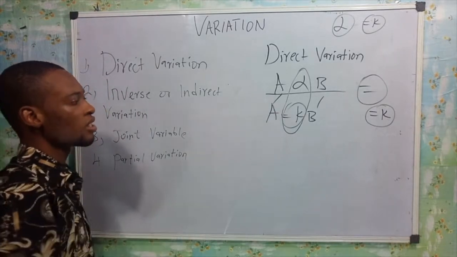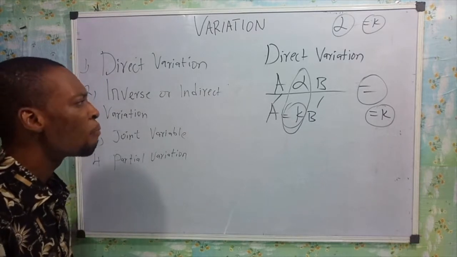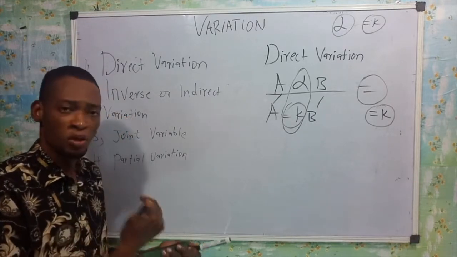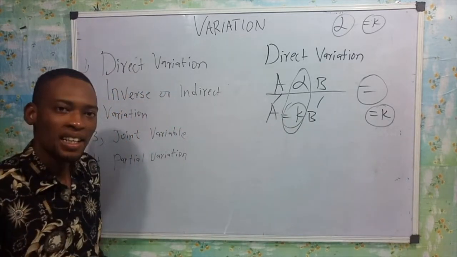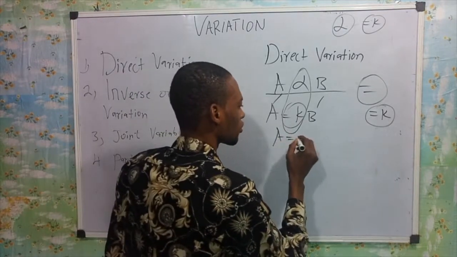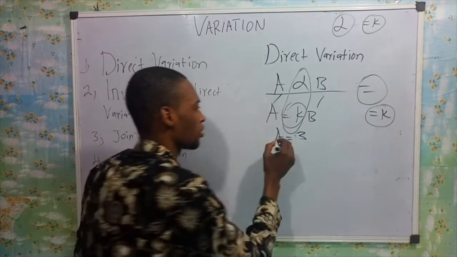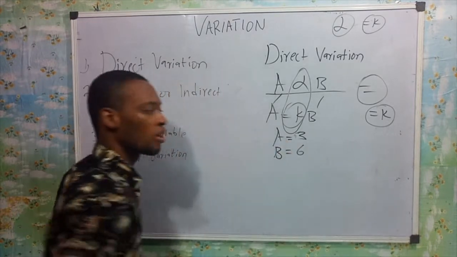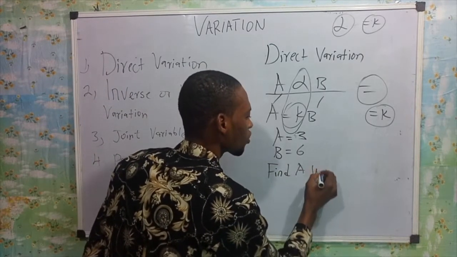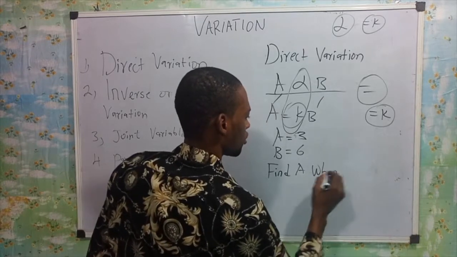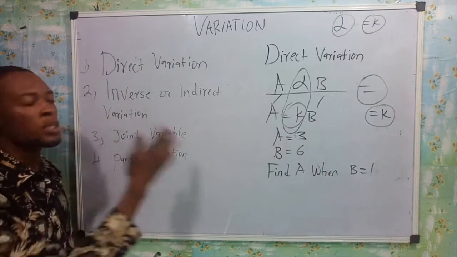So this is it. A varies directly as B. But the way questions come, you say A varies directly as B. When A equals 3, B equals 6. Find A when B equals 1. So this is the way questions come under direct variation.